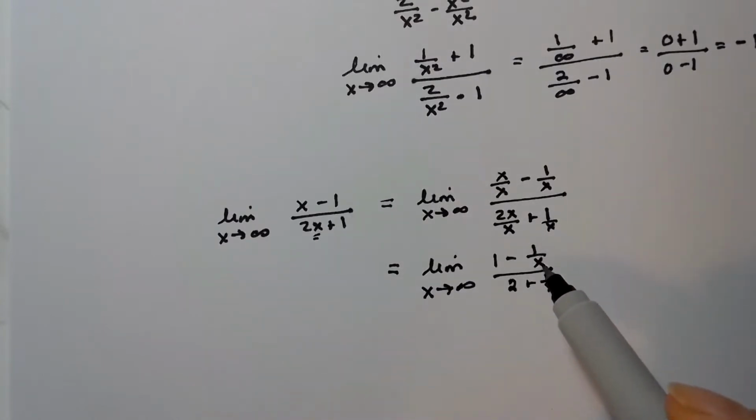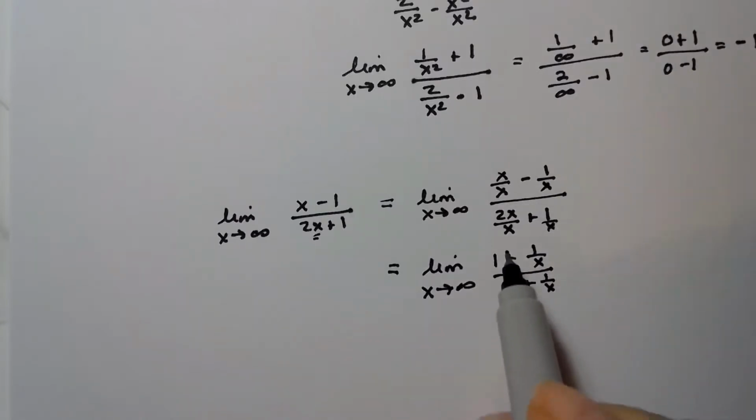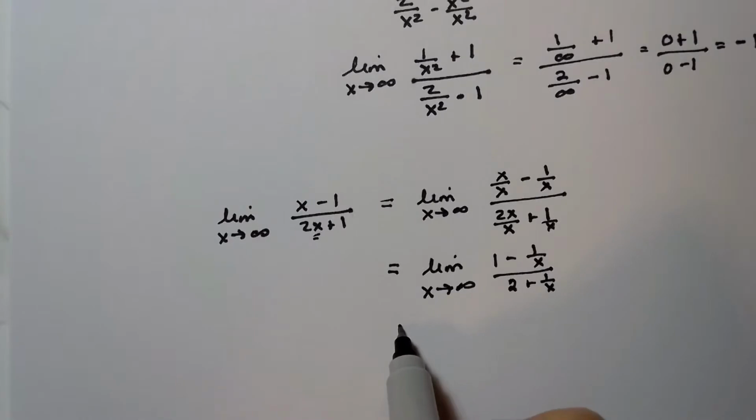Now we know that 1 divided by a big number is 0. And at this point I can't clean it up anymore, so I'm going to plug infinity in.